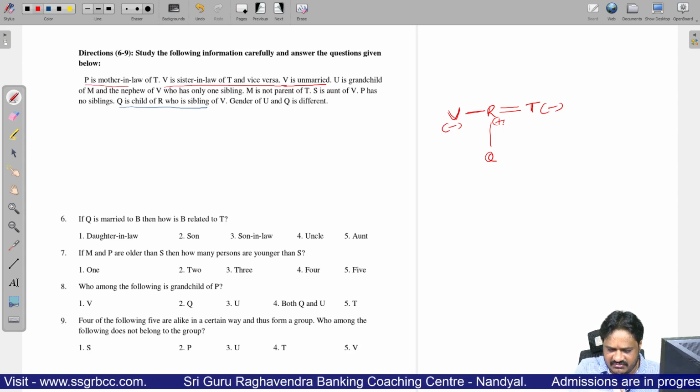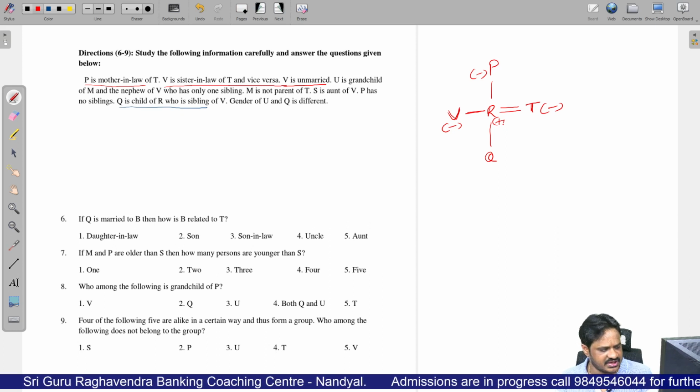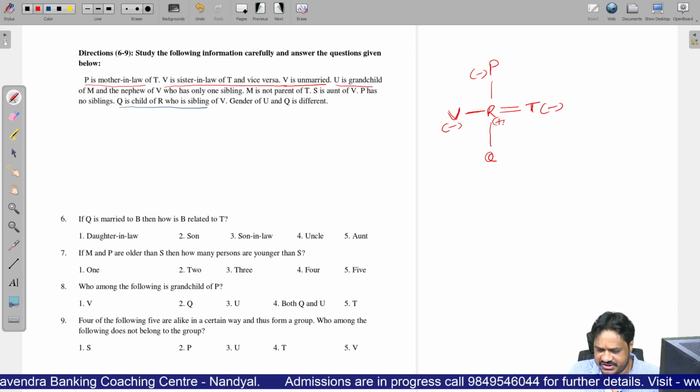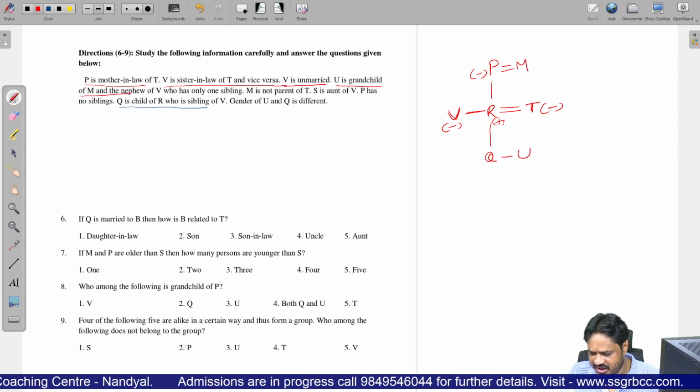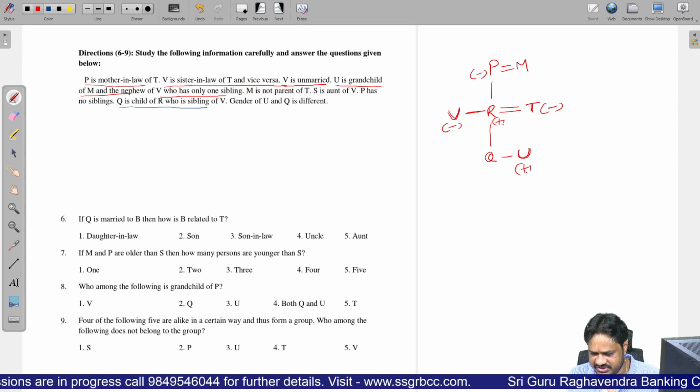P is the mother-in-law of T. If P is the mother-in-law of T, P is the mother of R. Then U is the grandchild of M, and nephew of V, who has only one sibling. V has only one sibling, that is R. M is not the parent of T. So definitely M is not the parent, M is the father-in-law of T.